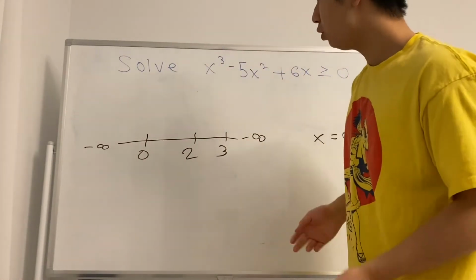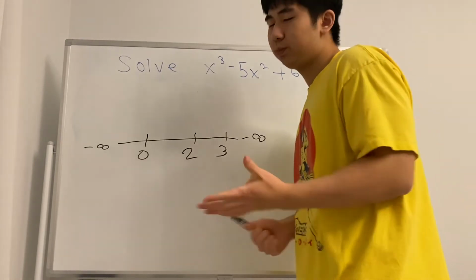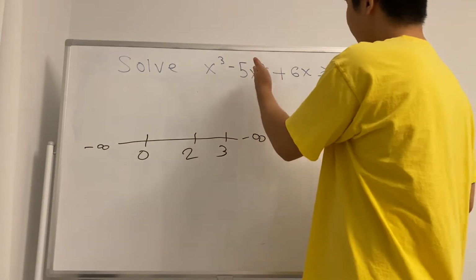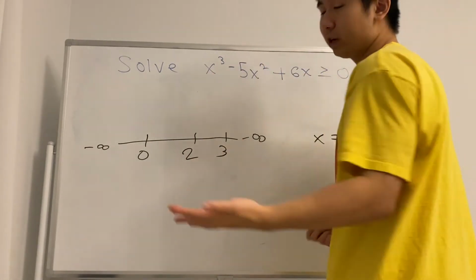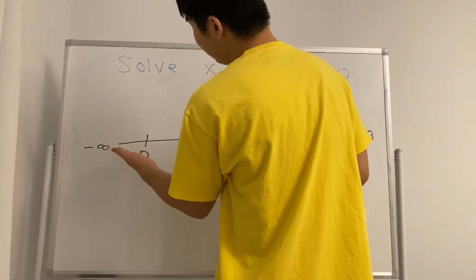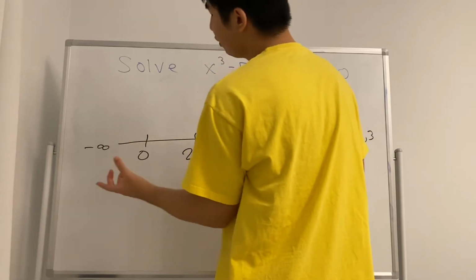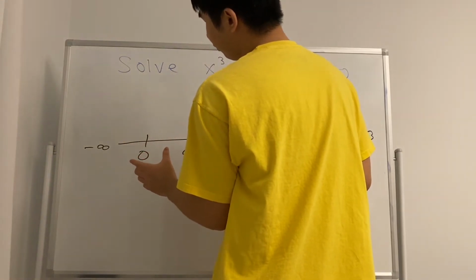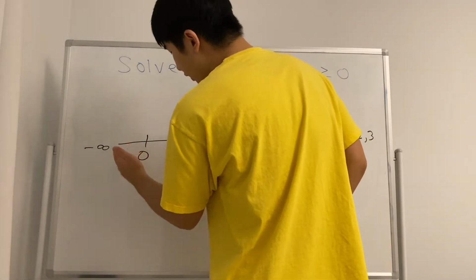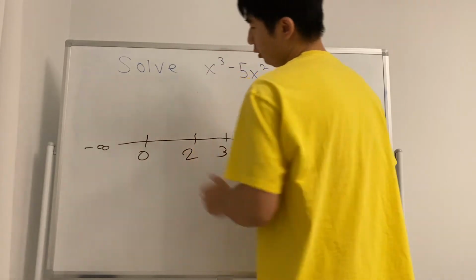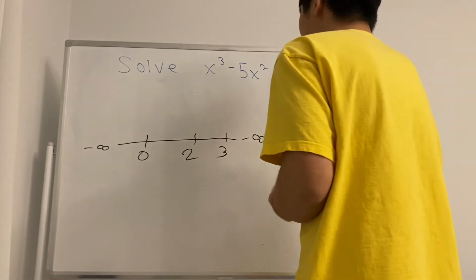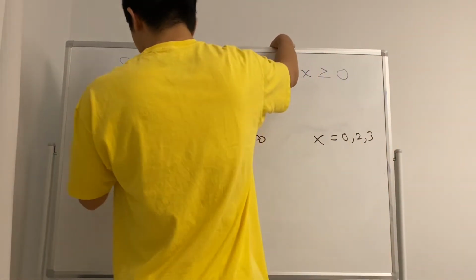What you're going to do is pick a random x value in between each of these points, put that into the equation, and solve. So for example, let's find the value when x is between negative infinity and 0. We can pick any number in between there, but for simplicity, we're just going to pick -1. So let's say x is equal to -1.